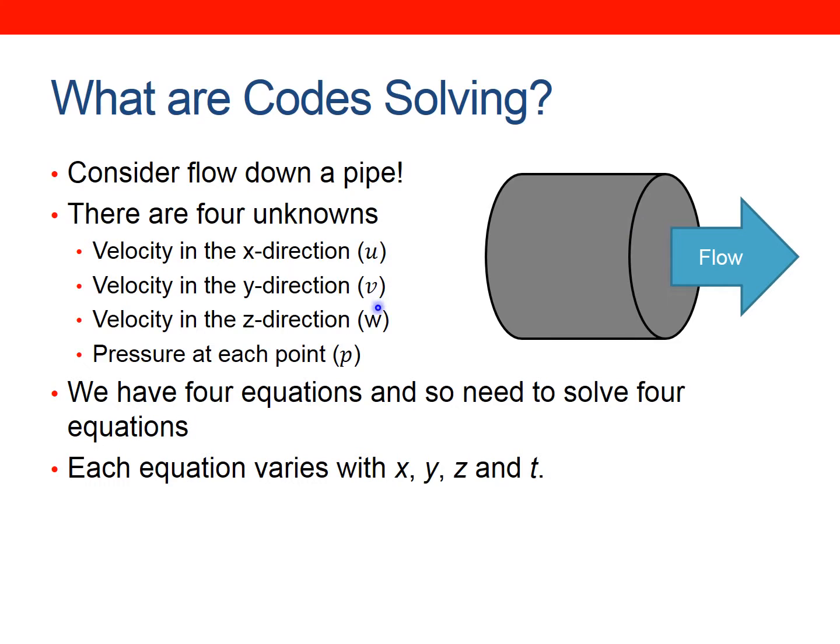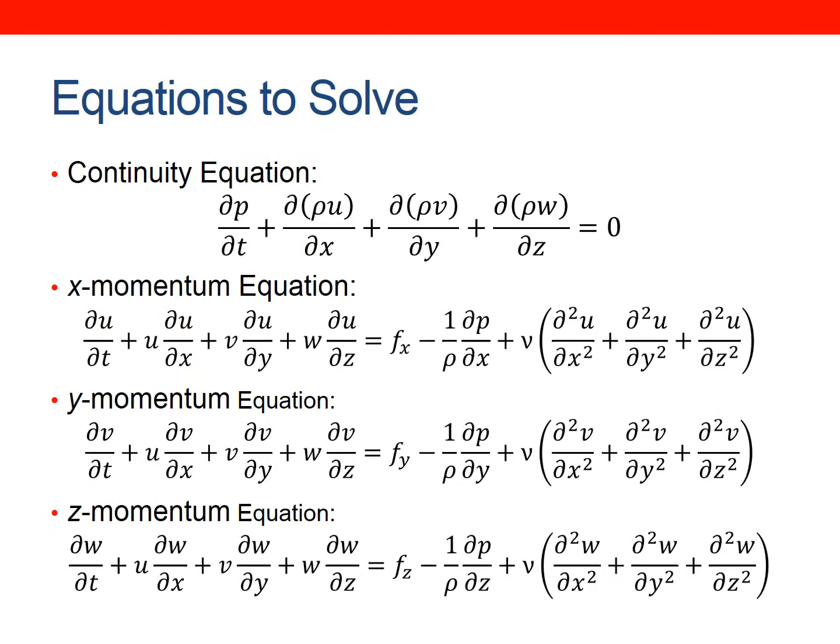So we've got 4 unknowns for the flow in this pipe, and if we've got 4 unknowns, we need to solve 4 equations. But the problem is that each equation will vary with x, y, and z, and possibly t as well. If we've got a transient flow through this pipe, it's going to vary with time. So the set of equations that govern this problem are shown on the next slide.